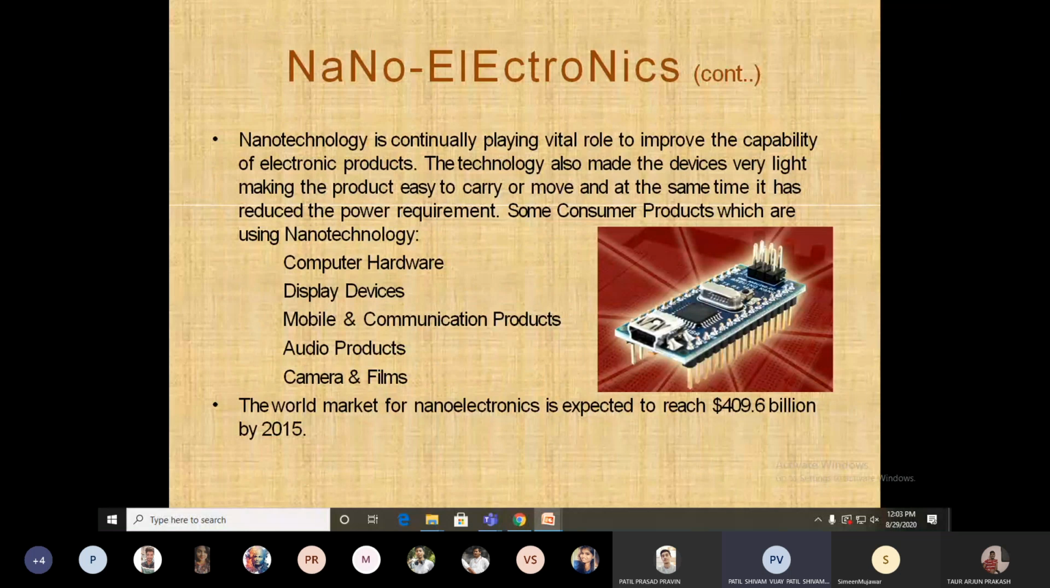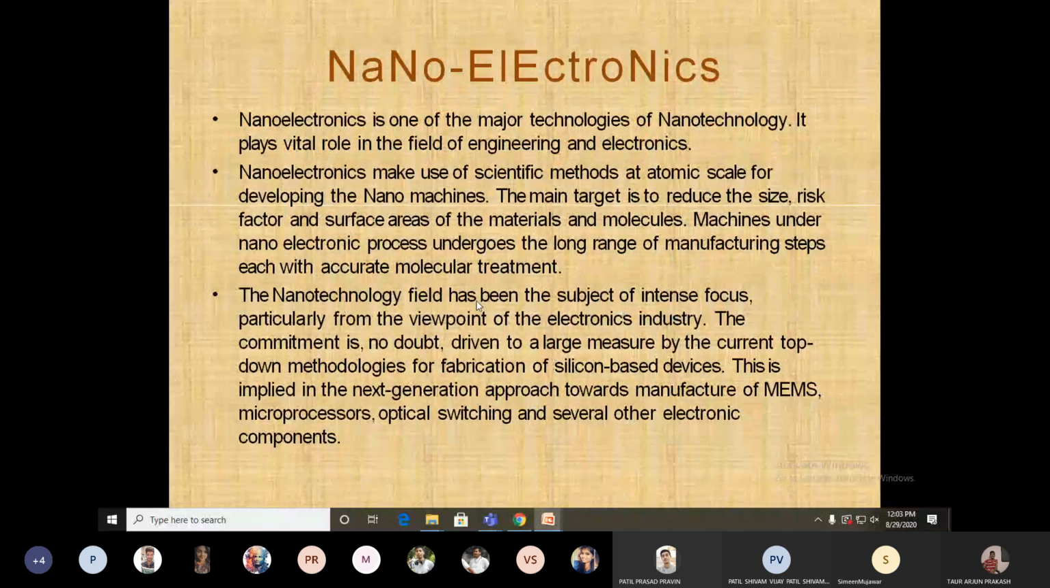silicon based. Am I audible? Yes, yes. This is implied in the next generation approach towards manufacture of MEMS, microprocessors, optical switching, and several other electronic components.